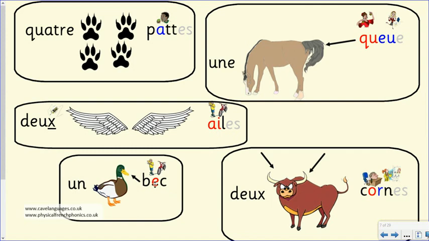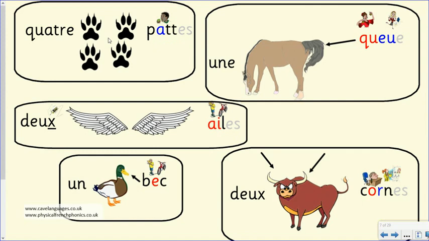Beak. E is making the S sound like in English. Bec. Bec. Sounding the C, because sometimes C can be sounded and sometimes not, if you remember. Bec, and here it's sounded. And horns. Head on the desk. Gargling. Silent E, silent S. Corne. Corne. So we've got 4 feet.